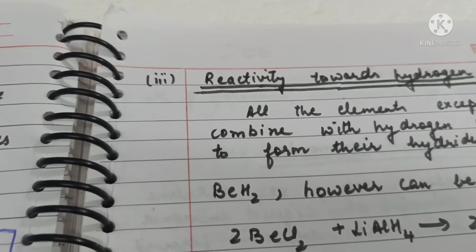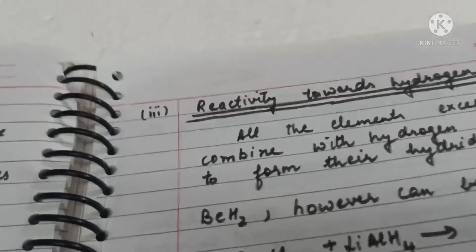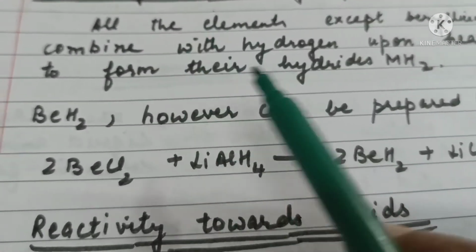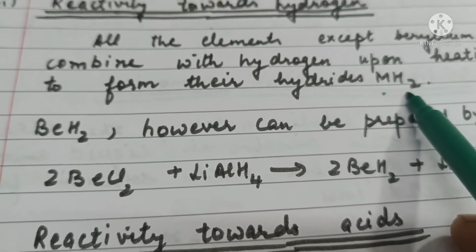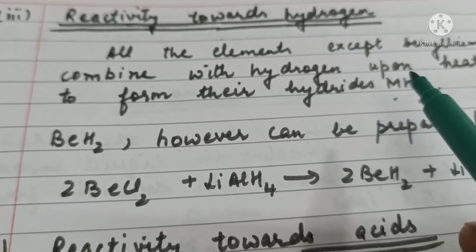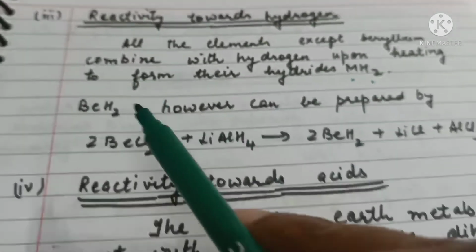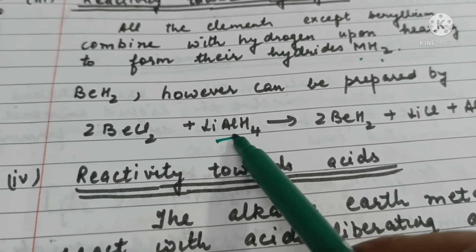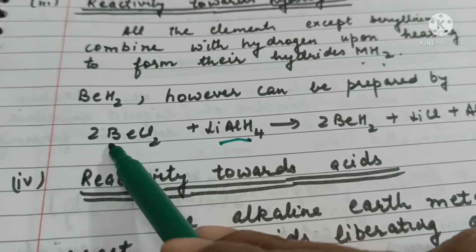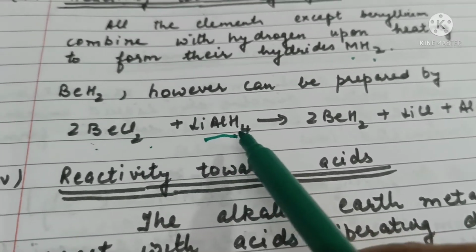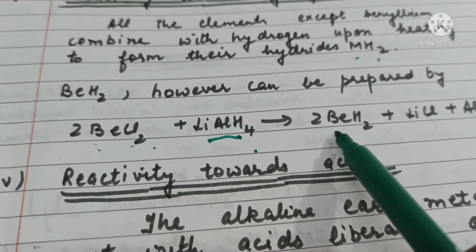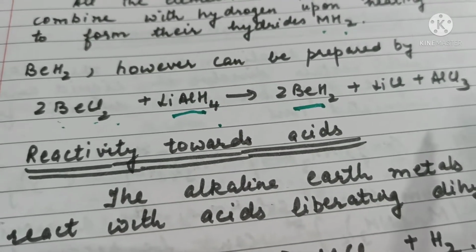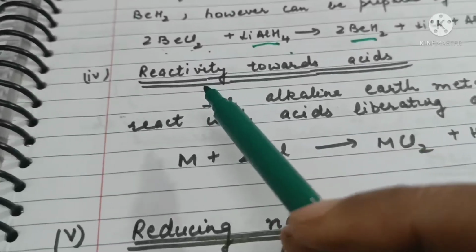Reactivity towards hydrogen. All the elements except beryllium combine with hydrogen upon heating to form their hydrides MH2, MgH2, CaH2 and so on. Beryllium hydride can be prepared by reacting beryllium chloride with lithium aluminium hydride. So beryllium hydride will be formed, along with that, lithium chloride and aluminium chloride will be formed.